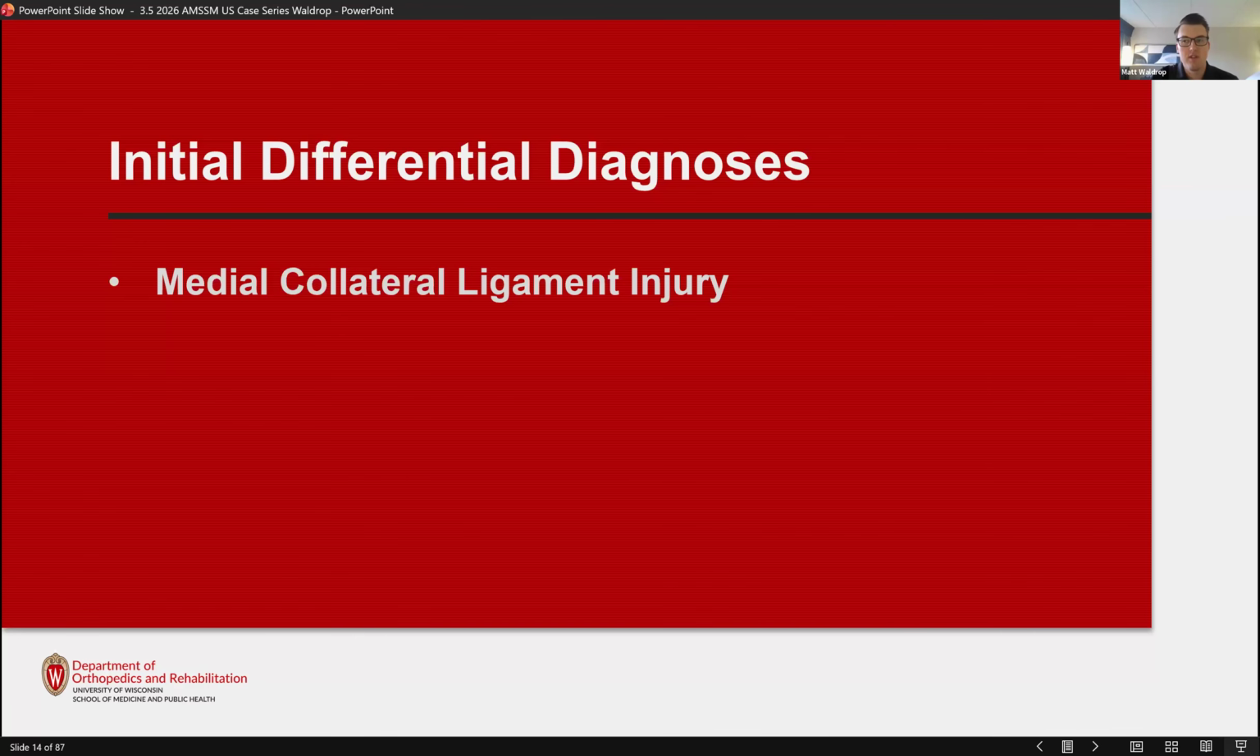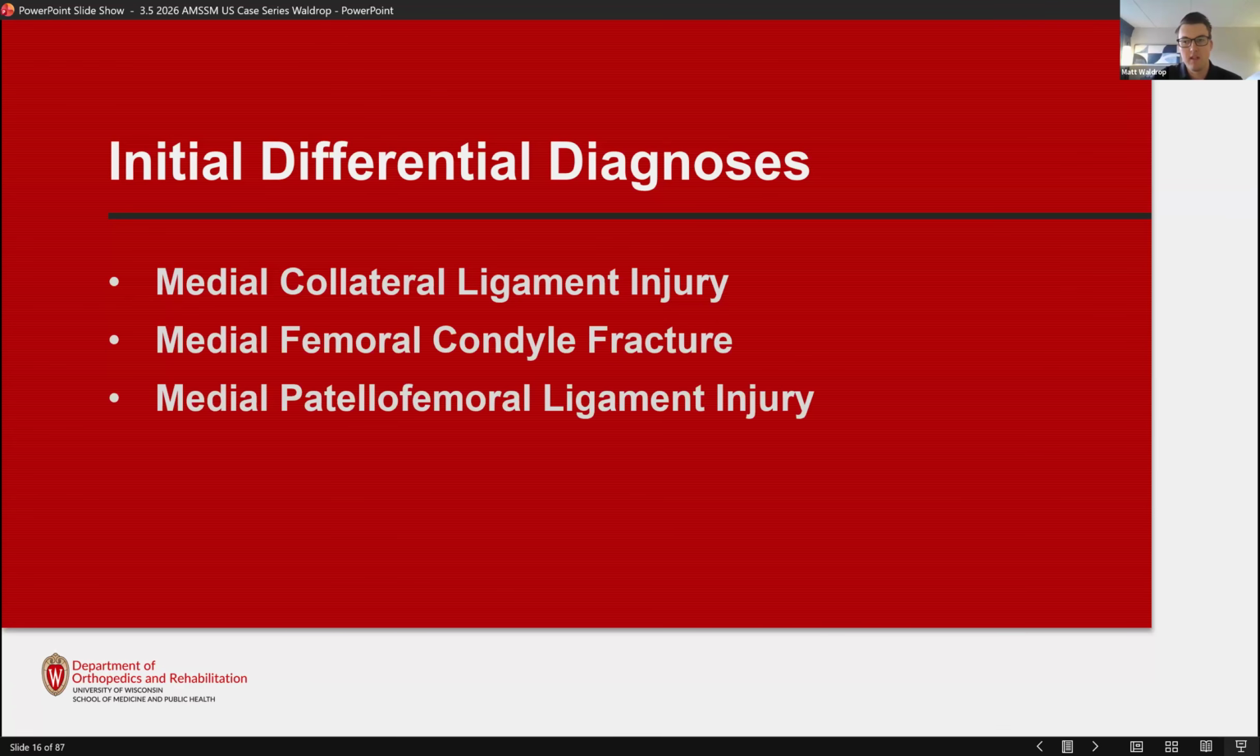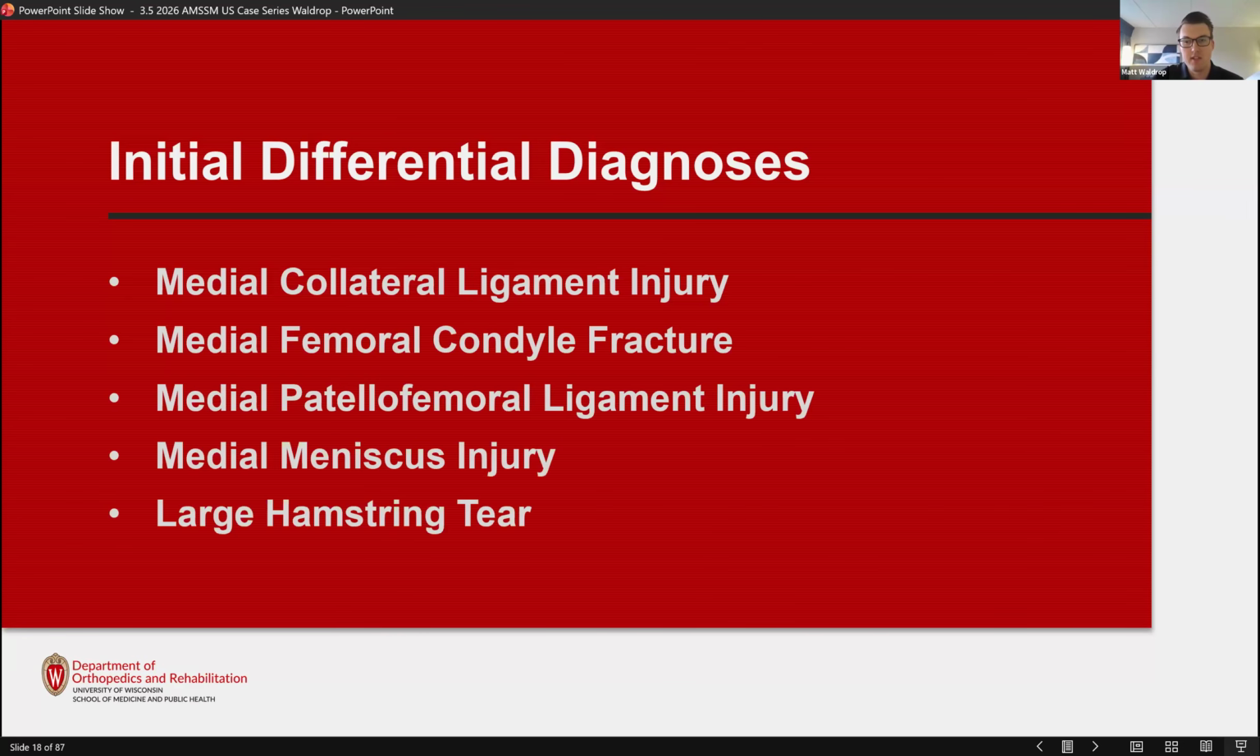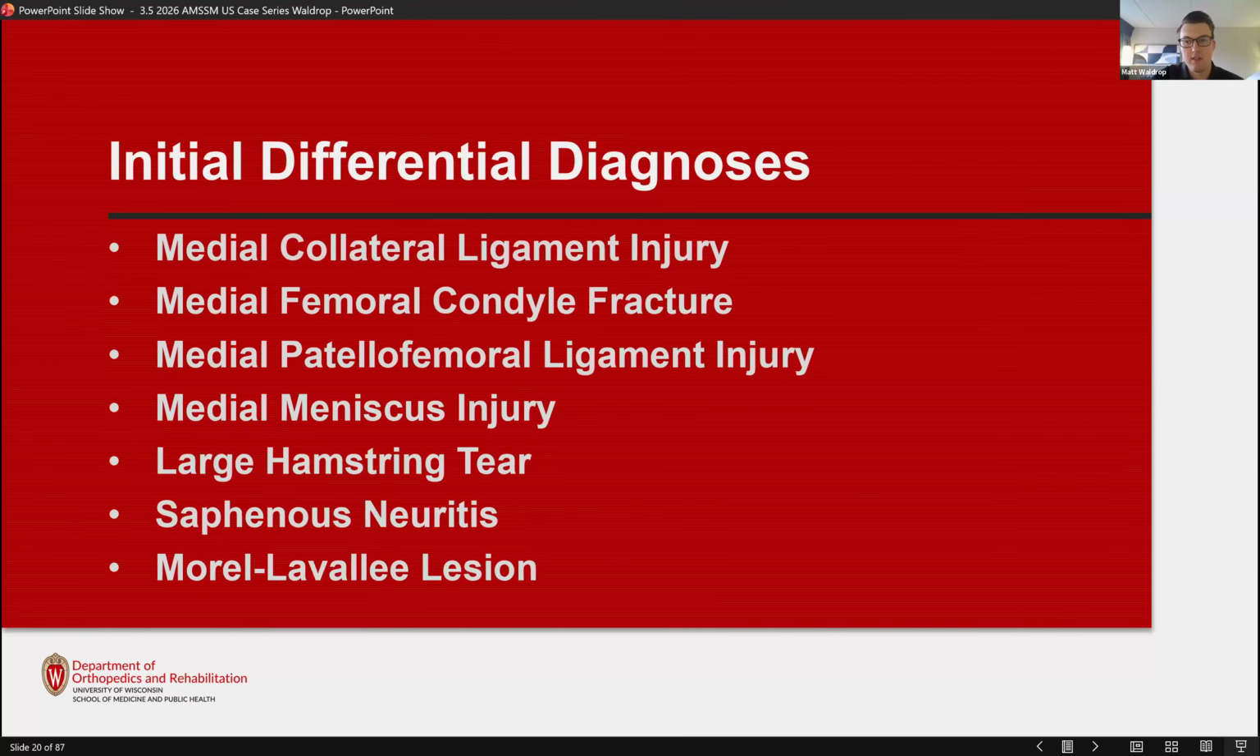So our initial differential is pretty broad, including MCL injury, medial femoral condyle fracture, MPFL injury, a medial meniscus injury, a large hamstring tear, a saphenous neuritis, and a Morel Lavallée lesion.